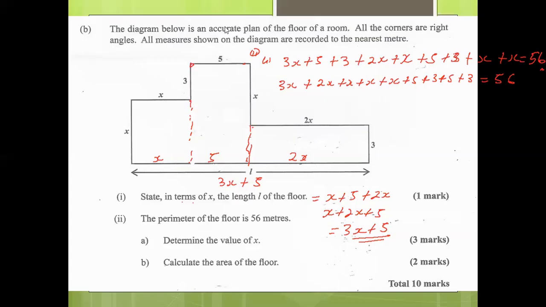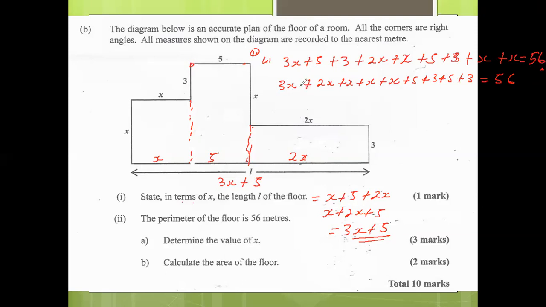So remember, guys, when you want to find the value of x, we add up all the sides. The L part is 3x plus 5. The L represents 3x plus 5. That's what we did before. This side is 3, the 2x, the x, the 5, the 3, the x, and the x. Then after you do that, we see everything is equal to 56. Now we are grouping the like terms. What are our like terms? The 3x, the 2x, the x, and the x. Then you have the 5, the 3, the 5, and the 3.